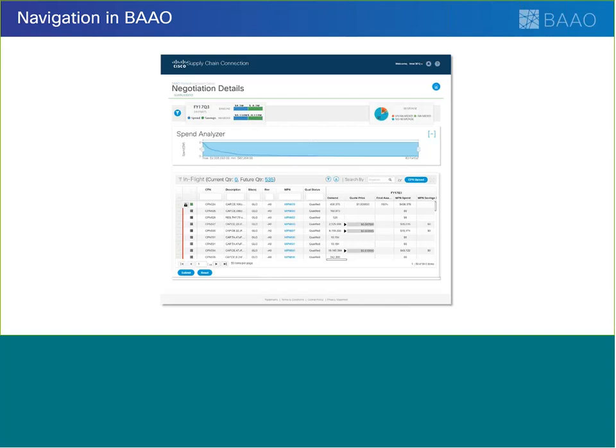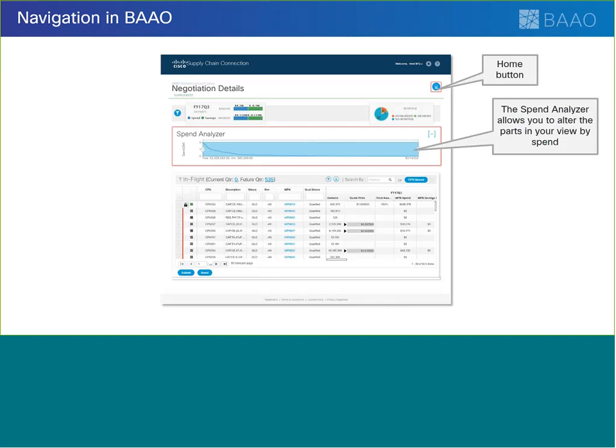This will be an overview of navigation of the negotiation details page. The home button in the upper right corner is where other pages can be accessed as they become available. A supplier landing page with alerts and notifications will be released in the next fiscal quarter. If you wish, you can use the spend analyzer to view negotiations by spend. Simply slide the slider left and right, and the amount of your spend and the resulting negotiations in your grid will be altered based upon the slider.